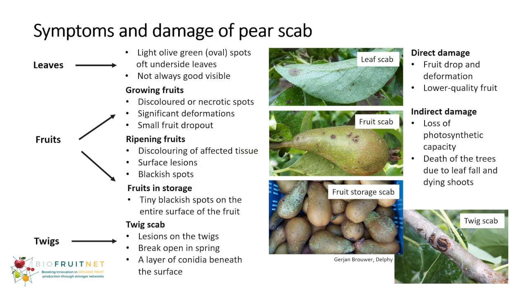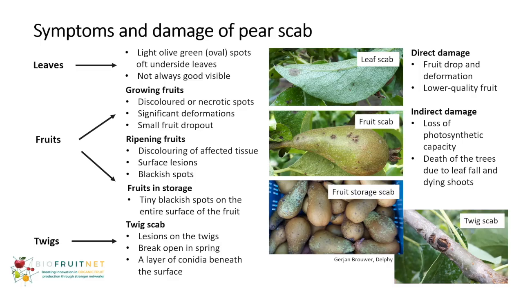Symptoms and damage of pear scab. On the leaves, light olive green spots are formed, mostly on the underside of the leaves. They are not always well visible. On the growing fruits, discolored or necrotic spots are formed, and they can cause significant deformations. And when small fruits are infected, they can drop. On ripening fruits, we see a discoloring of the affected tissue. We see surface lesions and blackish spots.